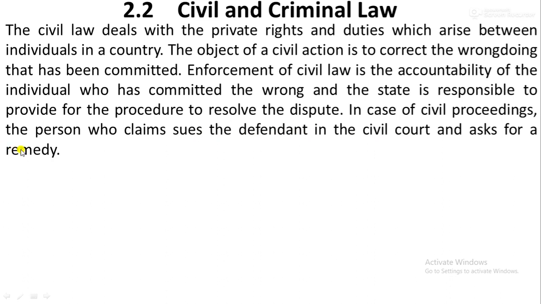So in civil law related issues, only general people, only civil people, file cases in the court against another civilian. So the main aim of the civil law is to remedy civil rights, right?